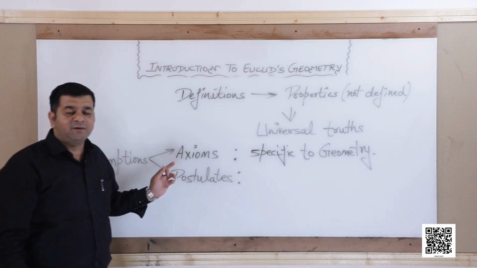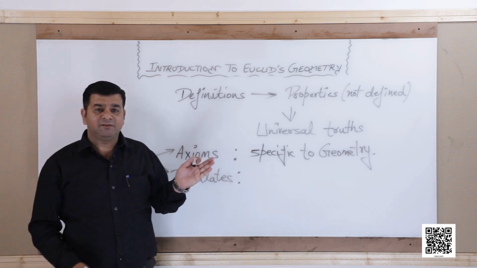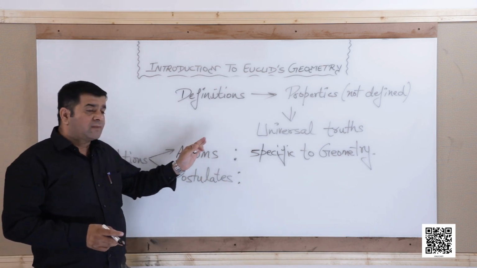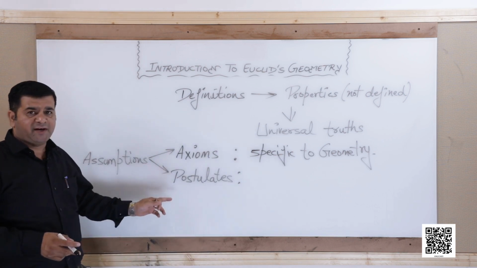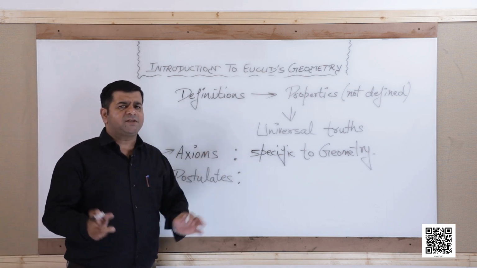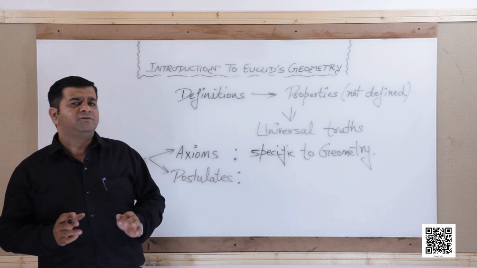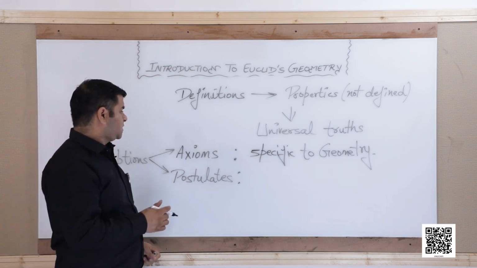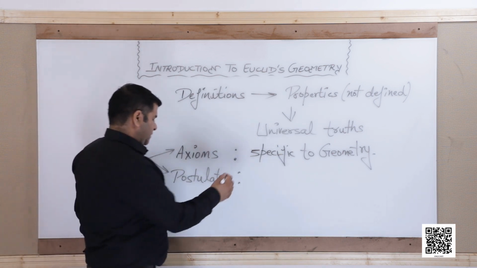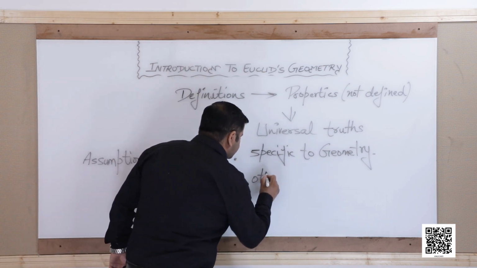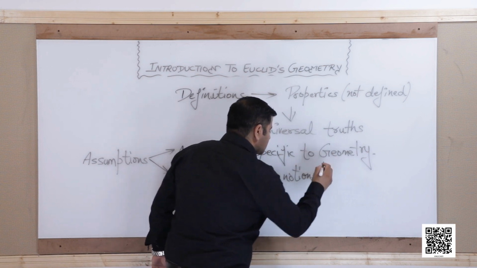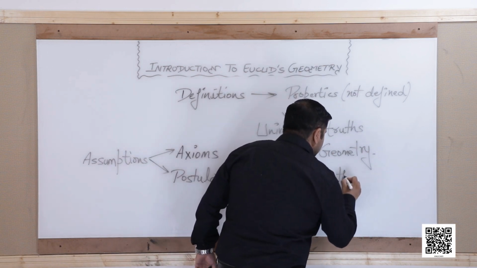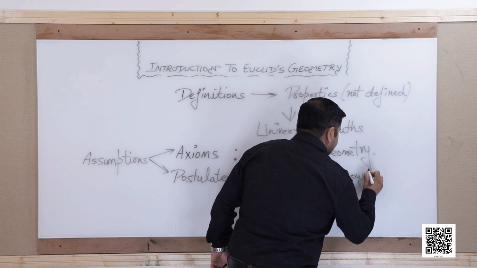Now, axioms were those assumptions which were specific to geometry, whereas postulates were all other assumptions throughout mathematics which were supposed to be true. Other notions covering throughout mathematics.